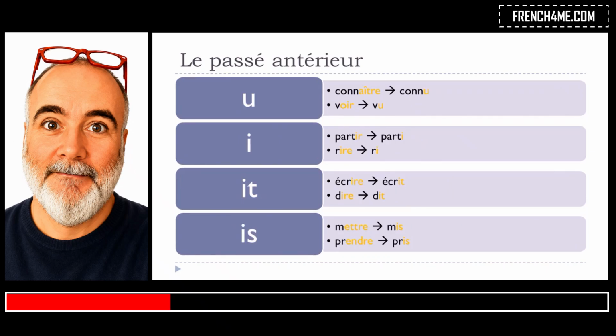So verbs from the third group. We can make some subgroups, but be careful. You should definitely learn them by heart, but if it helps: les participes passés qui finissent avec U, that will end with U, for example. Connaître will become connu. Voir will become vu. Okay, and then in I as well. So partir will become parti. Rire will become ri. Okay, and then in IT, écrire will become écrit. Dire will become dit. And then in IS, mettre will become mis. And prendre will become pris.